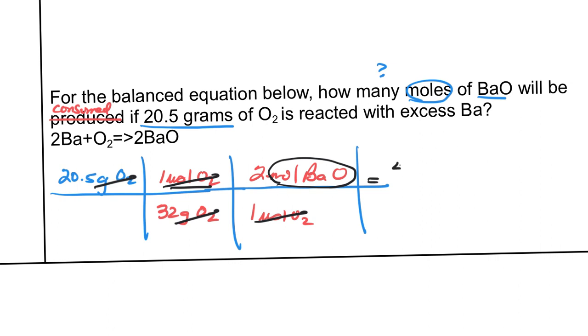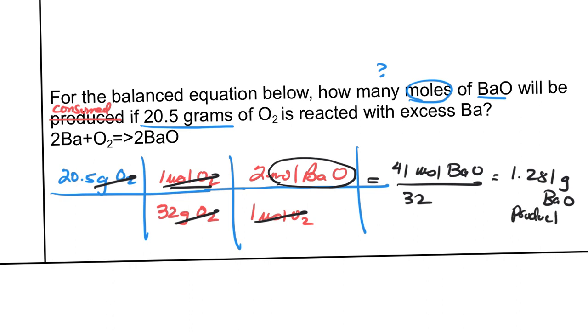So that'll give us 41 moles of BaO. And in the denominator, I'm going to go ahead and take 32 times 1. So that'll be 32 in the denominator. Go ahead and take that number and plug it into the calculator. Take the 41 divided by 32, and that should give you the following number. So in this case, we've got 1.281 grams of BaO produced, because it's the product that we're looking at. Now, at this point, this is our final answer. So we're going to go ahead and circle that.